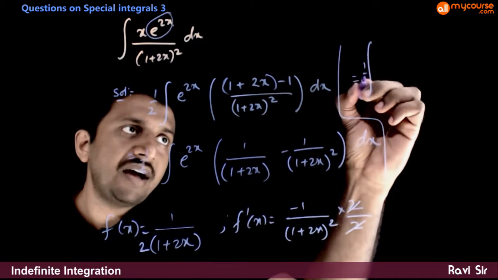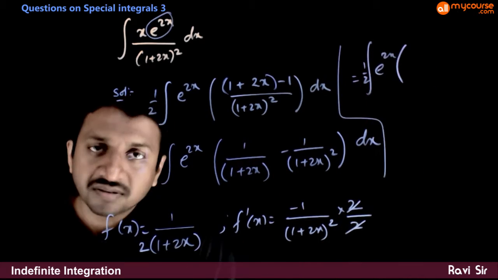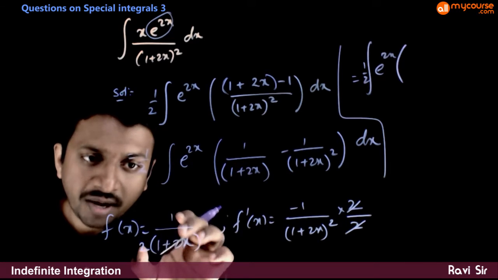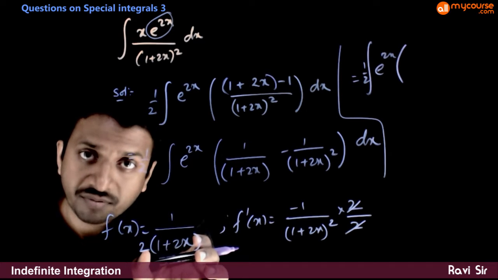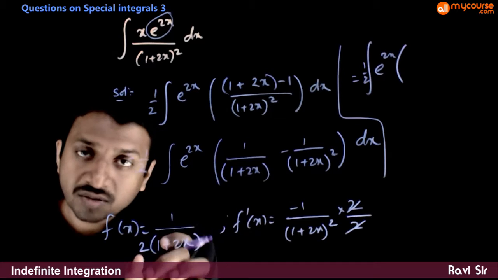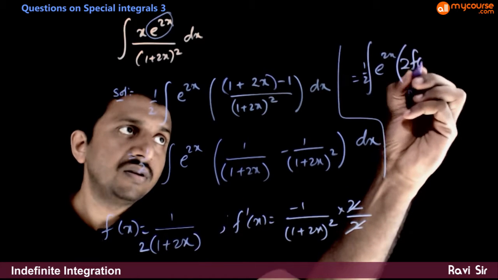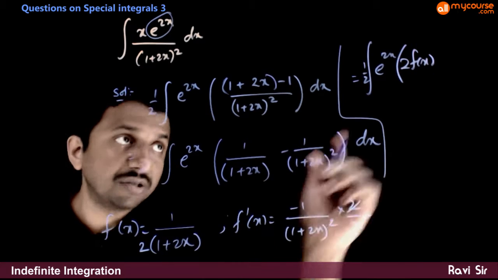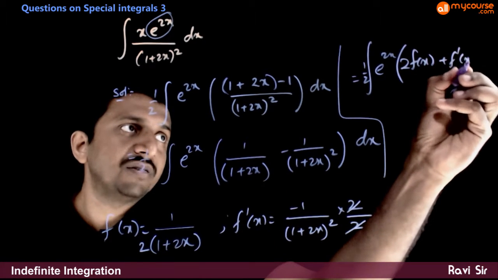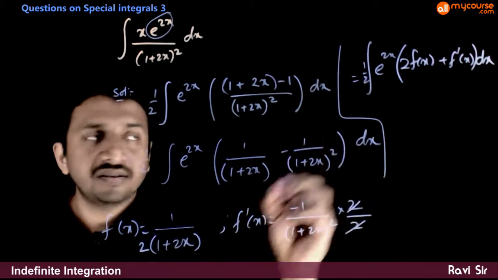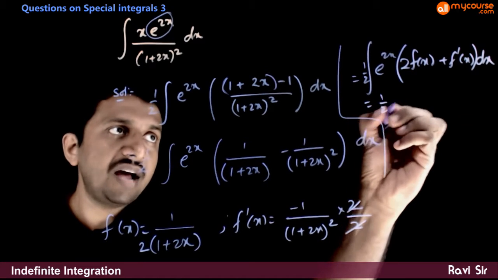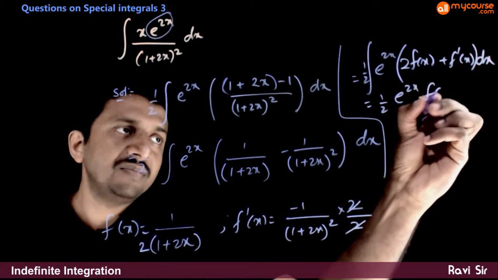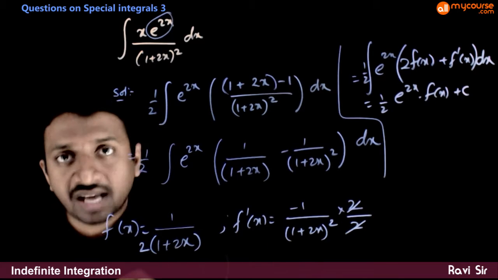integration of half times e power 2x times, if I take 1 by 2 times (1 plus 2x) as f of x, so 1 by (1 plus 2x) will be 2 times f of x. And this expression will be equal to f dash of x, so 2 f of x plus f dash of x dx. So this will be equal to half times e power 2x times f of x plus c is the answer.